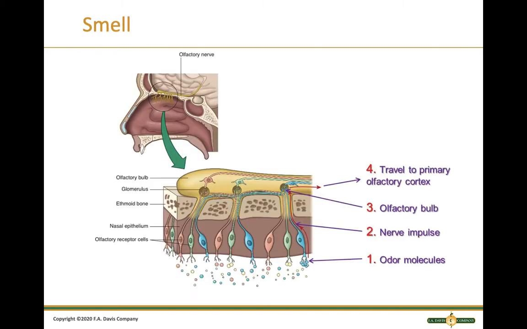Alright, next is the sense of smell. So the way the sense of smell works, up inside your nasal cavity you have these little nerves coming down, and odor molecules will enter your nose and bind with one of these receptors. These receptors send a nerve impulse up to the olfactory bulb in the brain, and then that's going to travel to the primary olfactory cortex, where it then gets converted to smell.